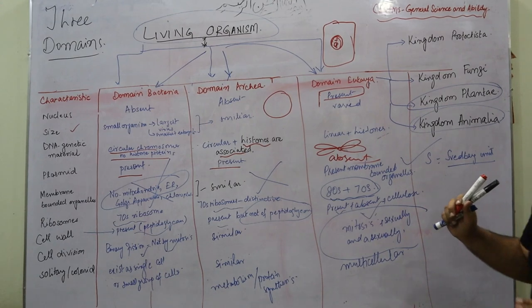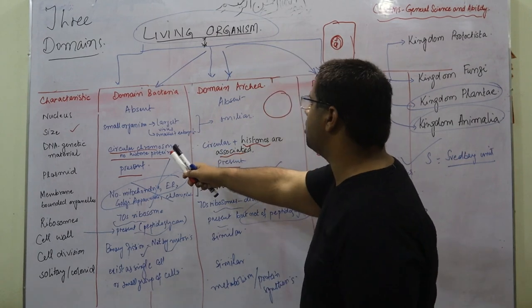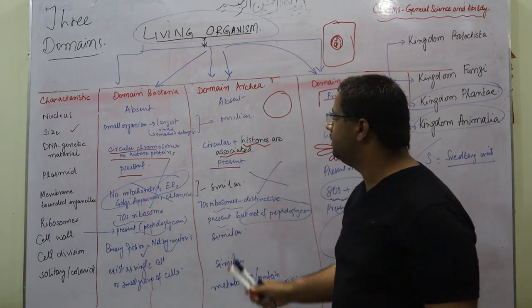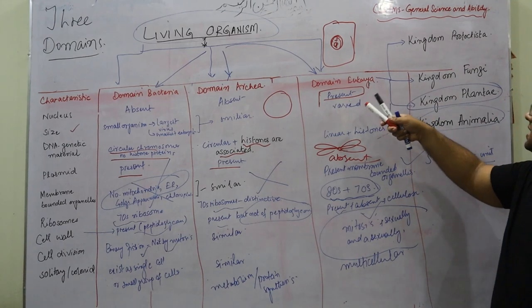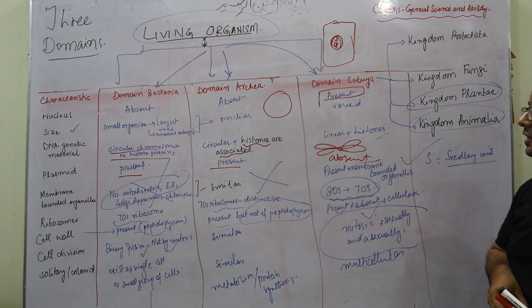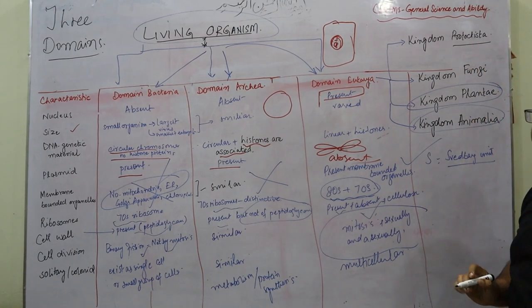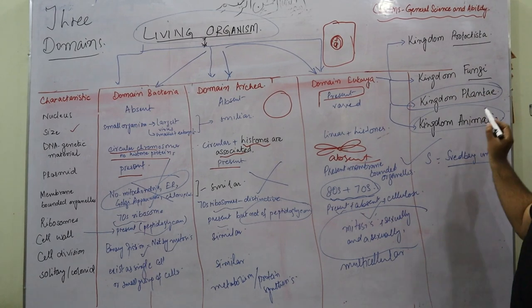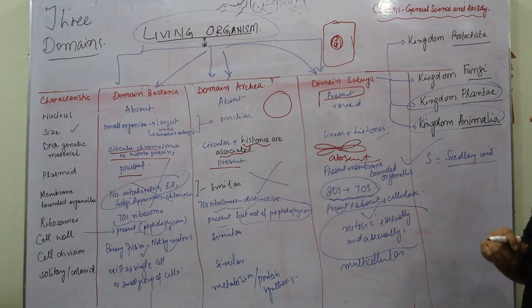So first of all, we have discussed the three domains, and we are not going to discuss the kingdoms further here. We are moving to the next topic, domain Eukaryota, which has four kingdoms. We are going to discuss each and every kingdom in detail. First of all, kingdom Protoplasta. Second is Fungi. Third is Plantae. And fourth is Animalia.